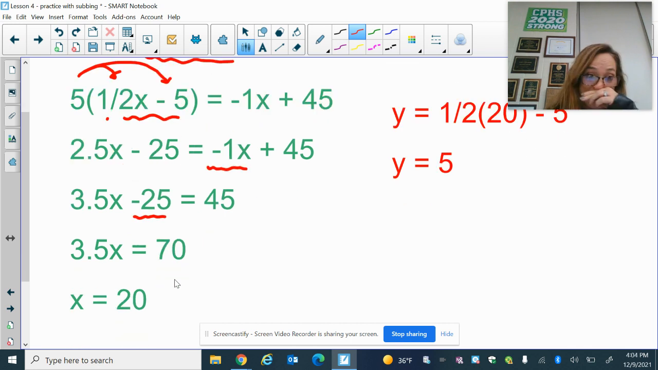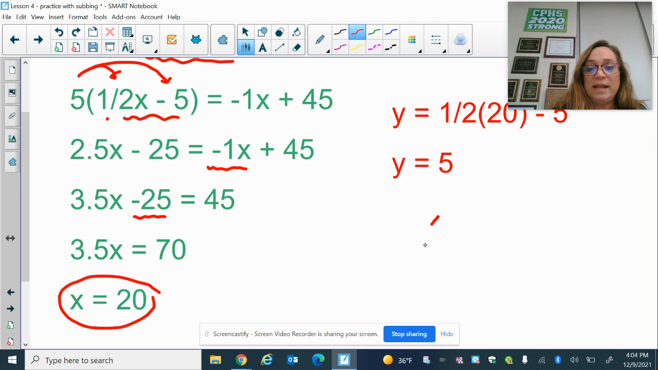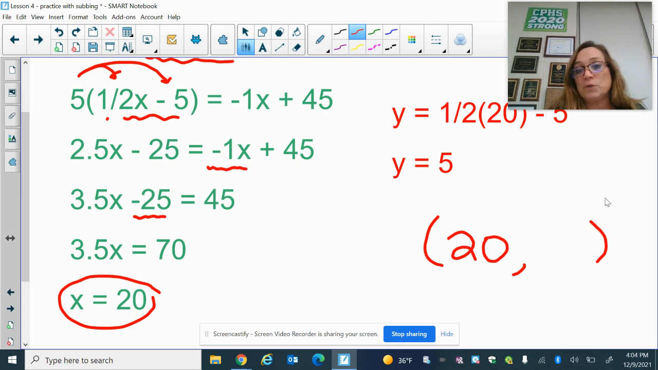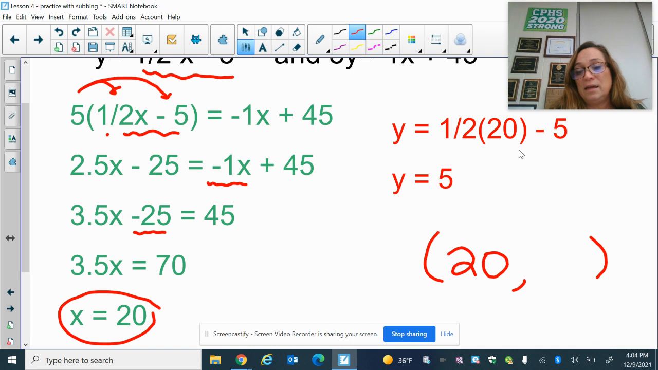And then dividing by 3.5. So when you divide by 3.5, you get x equals 20. And for every x, we want a y. So I substitute 20 back in, and that gives me the answer 5.